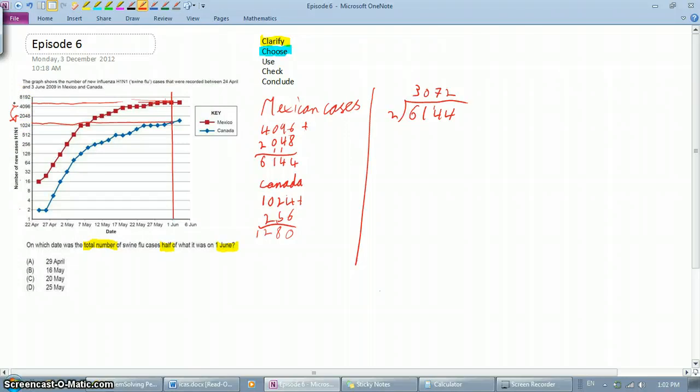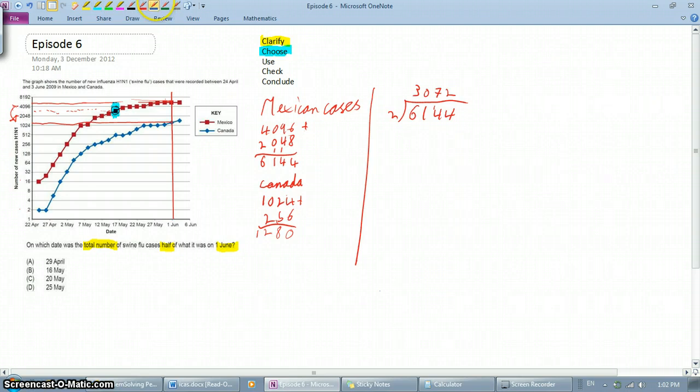How far? This is how we used our skills before. We estimated that it was halfway between, and we estimated it was a quarter of the way between. So 3072 is, in my estimation, pretty much halfway between. Well, it's exactly halfway between, I think, 2048 and 4096. So I'm looking for something that is halfway between here. I'm going to say this one at this stage. I'm going to highlight that one blue. Okay, now let's do the same with the Canadian cases.